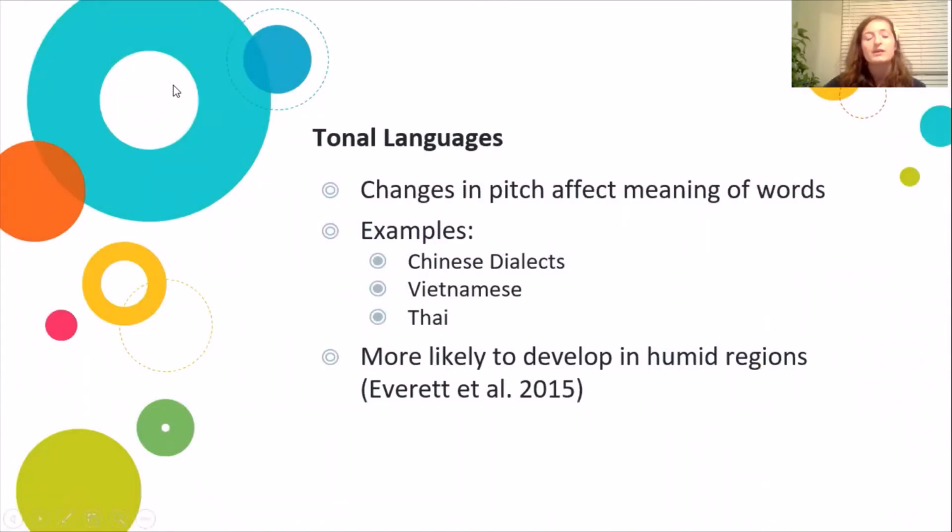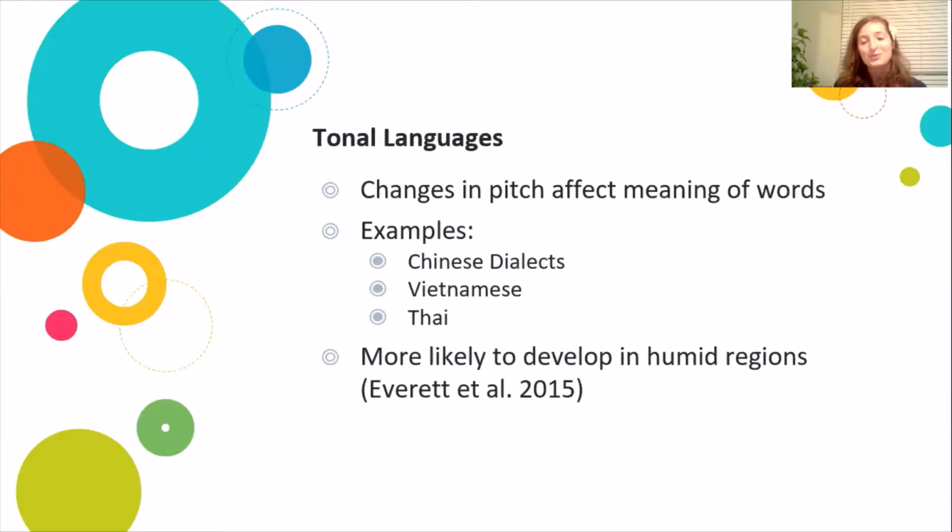Tonal languages are languages that utilize pitch to affect the meanings of words and contrast between members of minimal pairs. Examples of tonal languages include various Chinese dialects, Vietnamese, and Thai. And this isn't strictly relevant to the presentation, but I did find it interesting, so I wanted to include it.